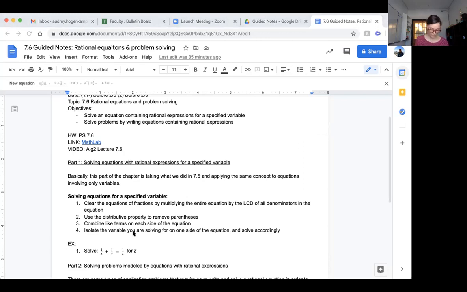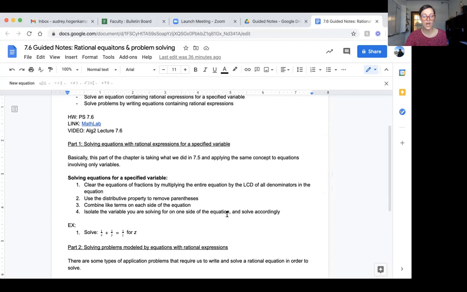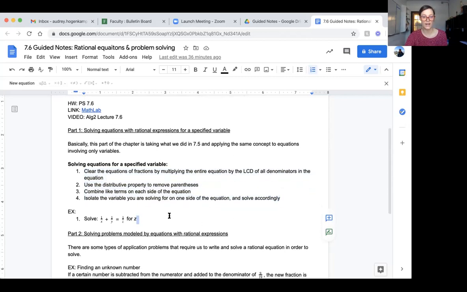Like an equation where you might have a ton of different variables, you're given a few values and you need to solve for one thing specifically, like maybe temperature or volume or whatever it is. So basically, these problems are taking what we did in 7.5 and applying the same concept to equations involving only variables. So we have some general steps, and you can read through those if you are someone who learns better by reading, but I'm going to go ahead and just jump right into the example.